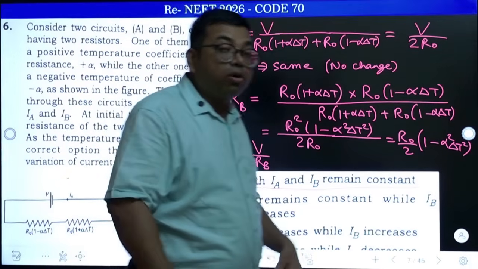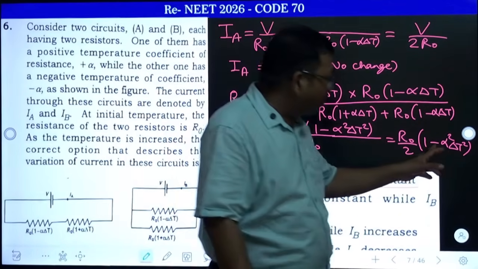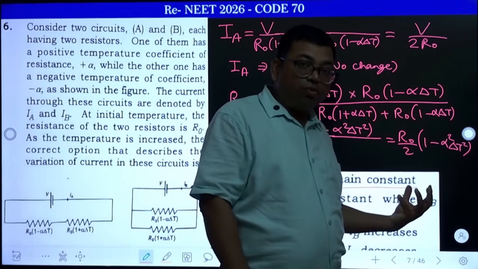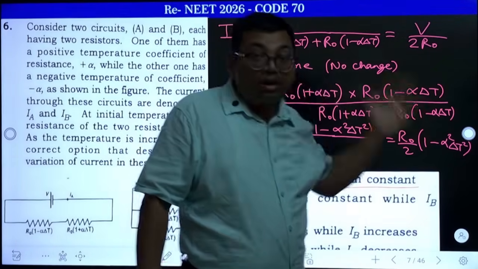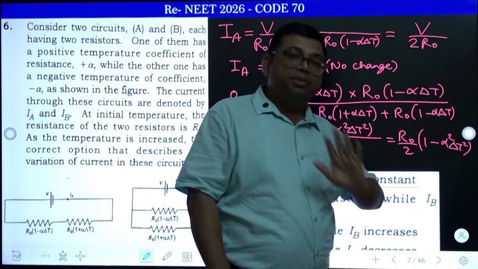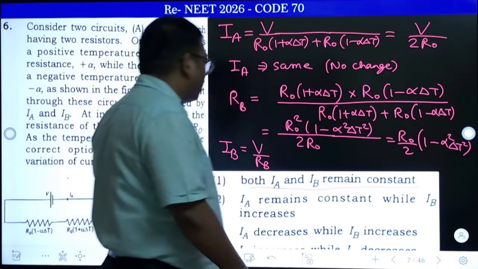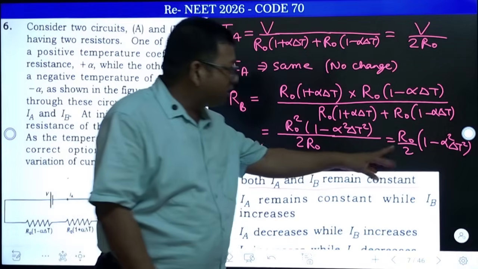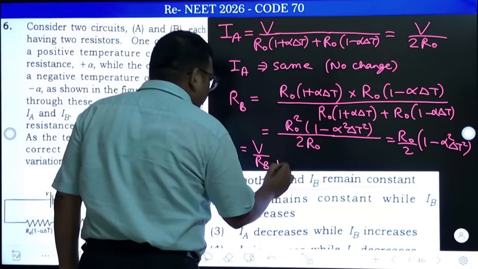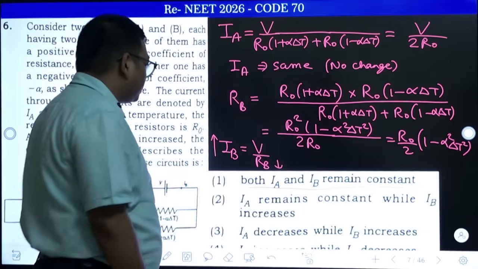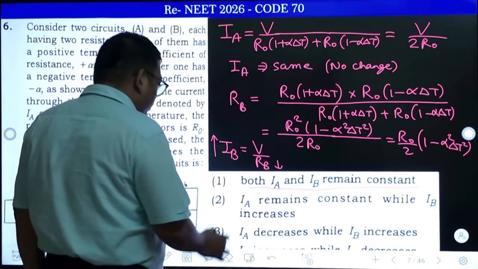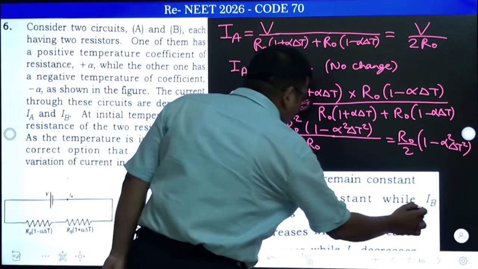But for almost all practical purposes, we have to neglect the square of that. That's what we do. But if you do not neglect it, then definitely it is a little bit lesser, so it will not remain the same. It is going to decrease. This resistance will decrease, and as the resistance decreases, the current will increase, right? So IB should increase, IA remains constant. So this option can also be possible.